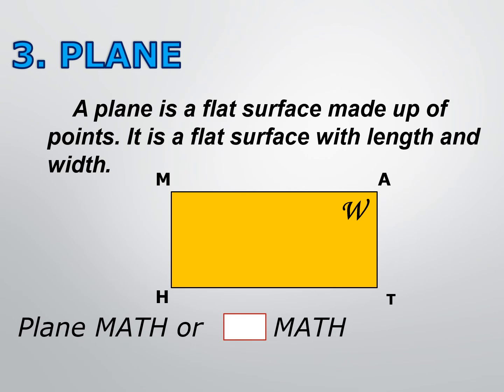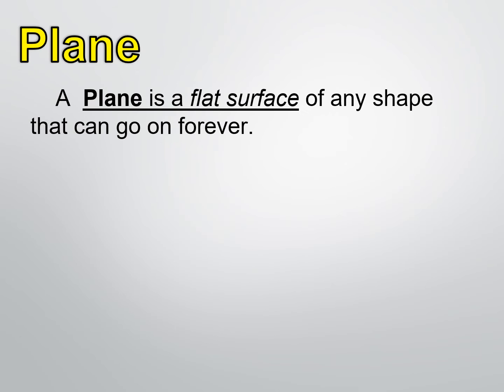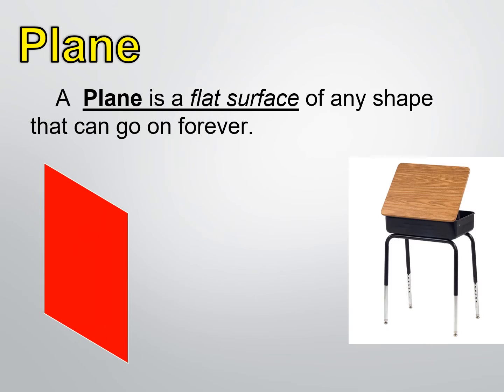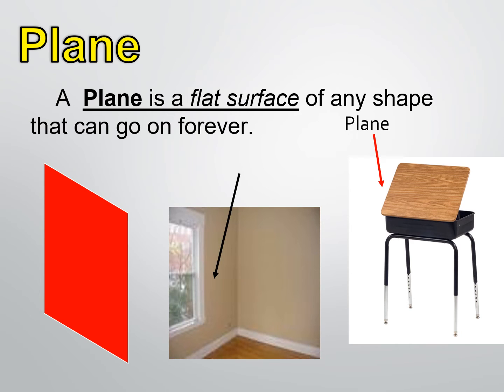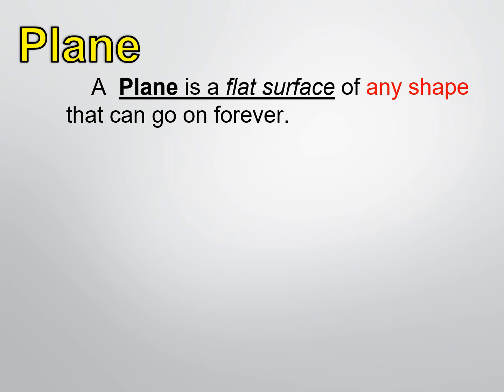This is named as plane MATH using the 4 letters in its corners, or another one is plane W. Next, a plane is a flat surface of any shape that can go on forever. So this one, a plane, is a flat surface of any shape that can go on forever.